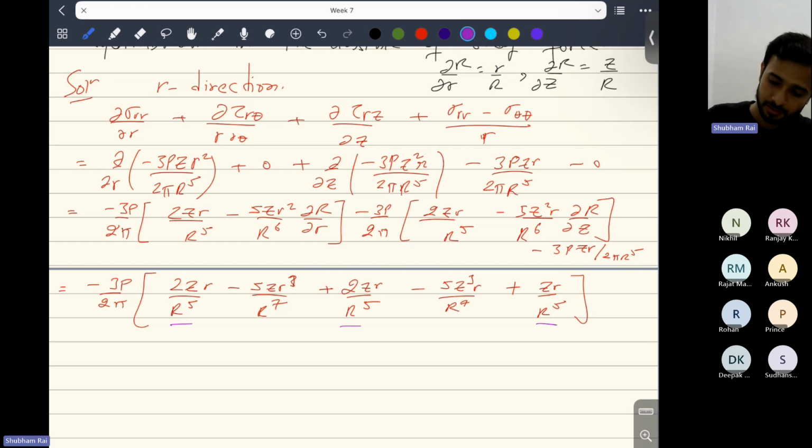So finally you will get minus 3p over 2 pi. And then here you will get 5zr over R to the power 5. And then here you have R to the power 7. So which is minus 5 as we get 10. So we get minus of 10.